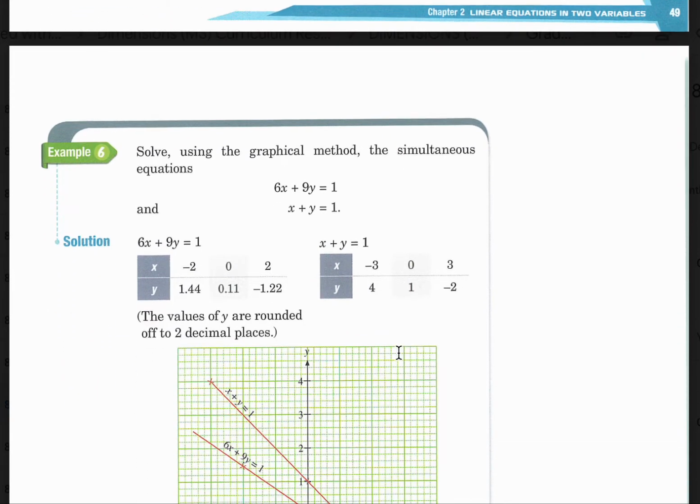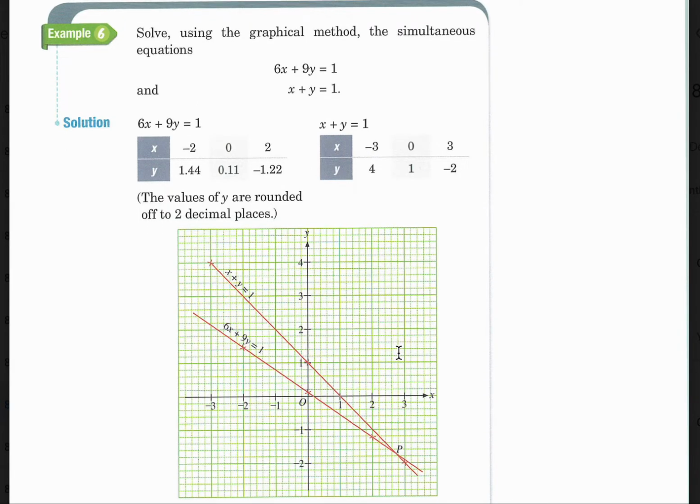All right. So you should have gotten a graph that looks like this. They decided to choose negative 2, 0, and 2 for the first equation, 6x plus 9y equals 1, and negative 3, 0, and 3 for the second equation. You didn't have to choose the same x values, but once you graph it, you should get two lines that intersect in this second quadrant right here, where the y values are negative and the x values are positive.